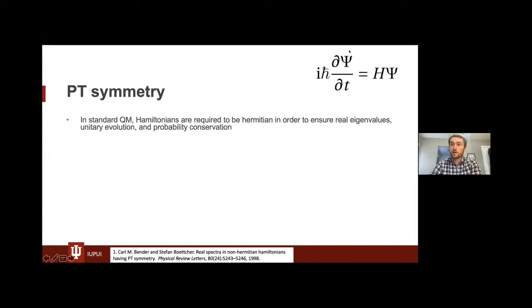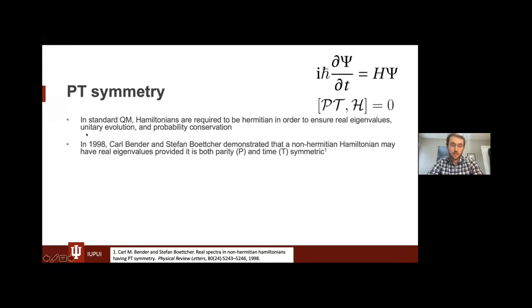So I don't have to explain this too much, thankfully, but I'll give a brief introduction to PT symmetry here. We know in standard quantum mechanics, we generally require Hamiltonians to be Hermitian because it ensures real eigenvalues, unitary evolution, and probability conservation, right? But you can get real eigenvalues another way. You can have a Hamiltonian commute with the PT operator. In other words, it's PT symmetric. So under certain circumstances, a PT symmetric operator can exhibit real eigenvalues.